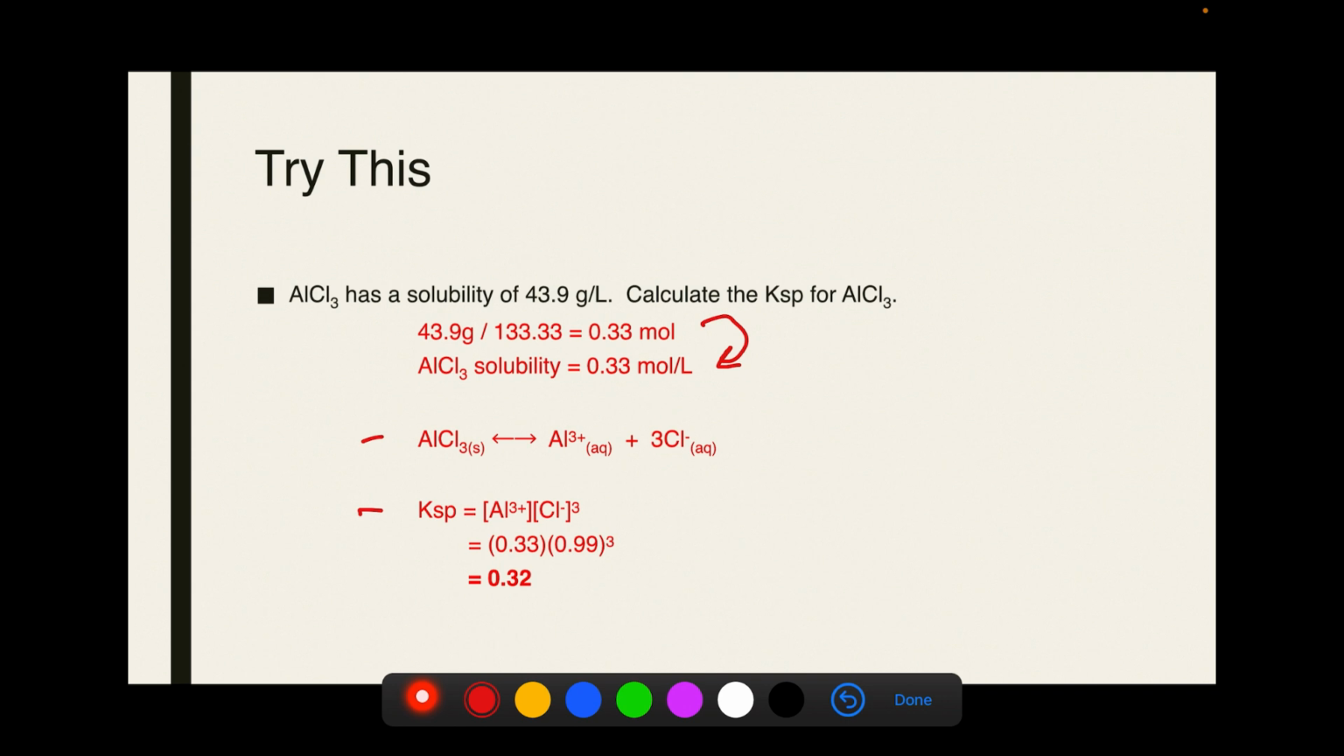Since 0.33 moles of AlCl3 dissolve in every liter, that means we'll get 0.33 moles of Al in every liter. However, for every aluminum in aluminum chloride, we get 3 chlorides. Therefore, our chloride concentration will be 3 times the aluminum concentration. Therefore, I need to plug in 0.99 for my chloride concentration. I also need to cube it because the KSP expression tells me to do so.